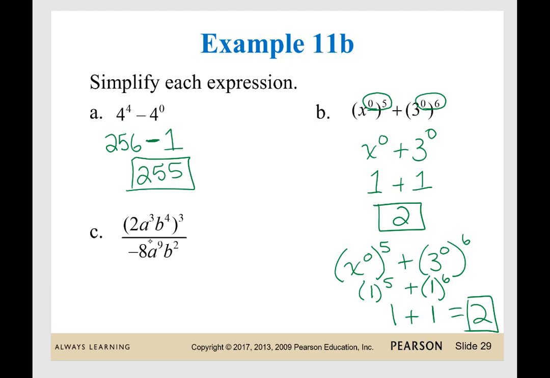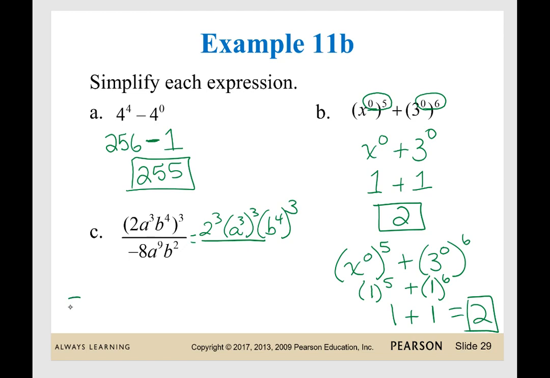All right, let's look at C. I've got a numerator and a denominator, and I noticed that the numerator has a power, so I'm going to probably have to clean that up first. So let's just look at that numerator. The 2 is going to get the 3rd power, the a cubed is going to get the 3rd power, the b to the 4th is going to get the 3rd power.